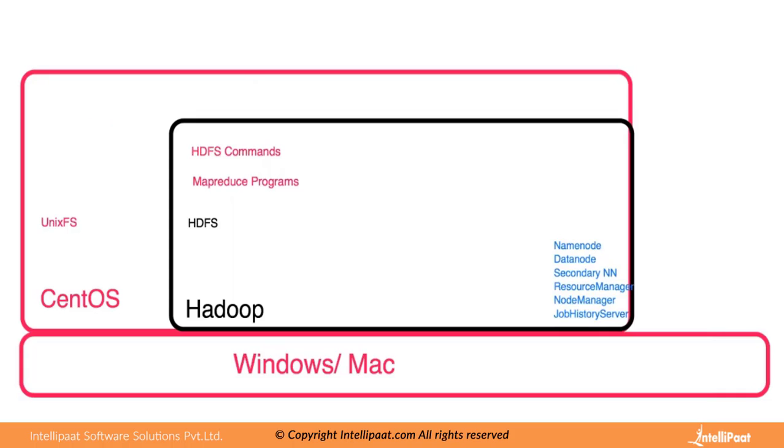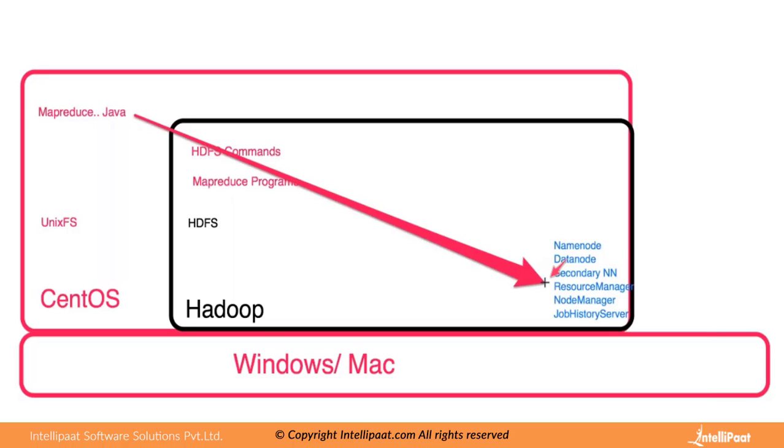On my CentOS, I will write this great code which is called MapReduce code, and that code is written in Java. When I submit this code, it will get registered with the resource manager. So I'll be able to see it on the resource manager.